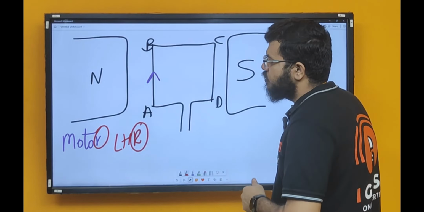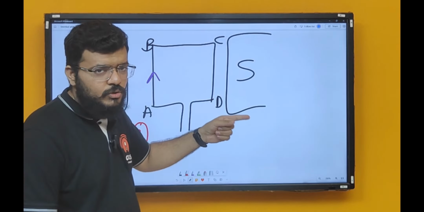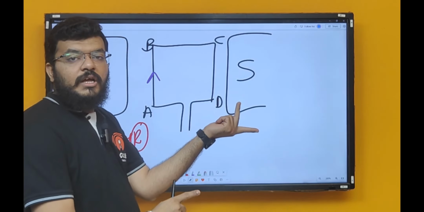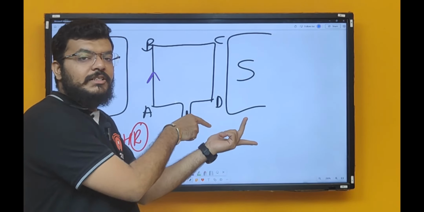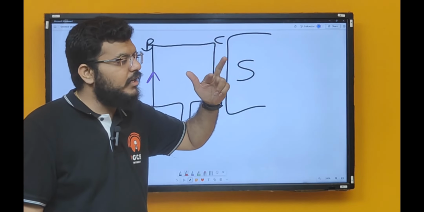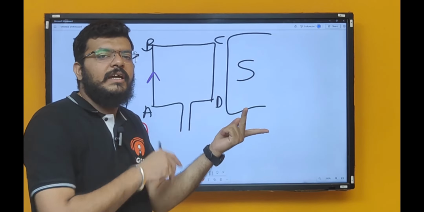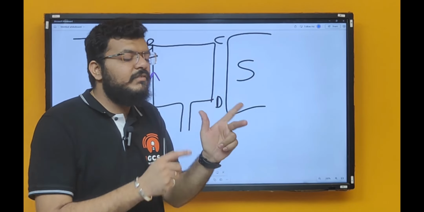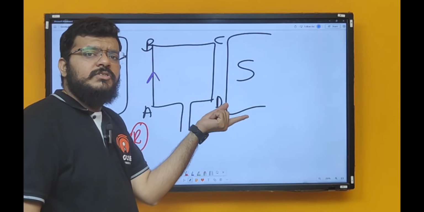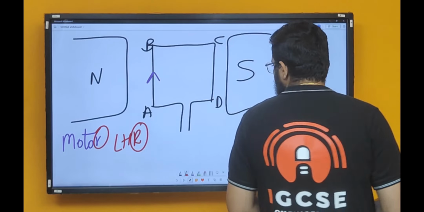This is my left hand. I will align the first finger with the direction of magnetic field, the second finger with the direction of current, and my thumb must align with the direction of the motion. They must remain perpendicular to each other always. You can't change it like this. These two must align with the directions we already have, then the third one will give the output. So first direction, second direction, and therefore into the board. The direction is into the board.